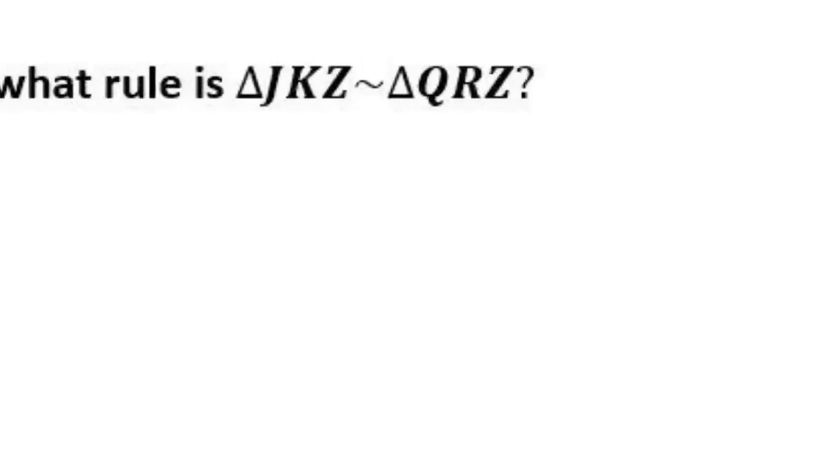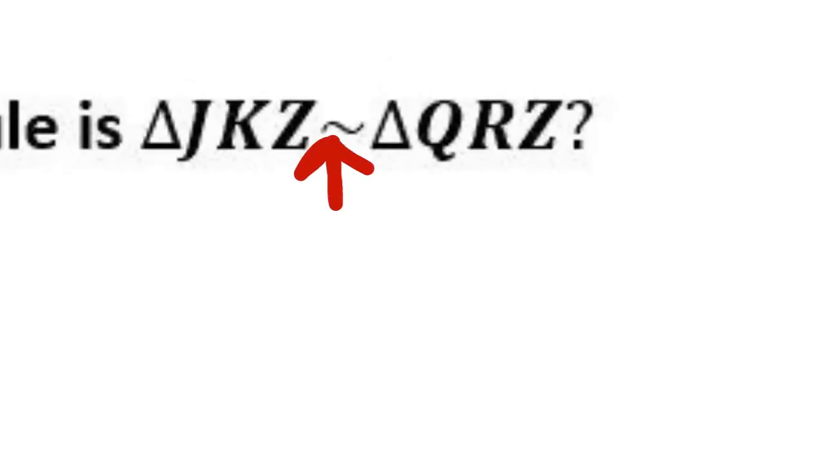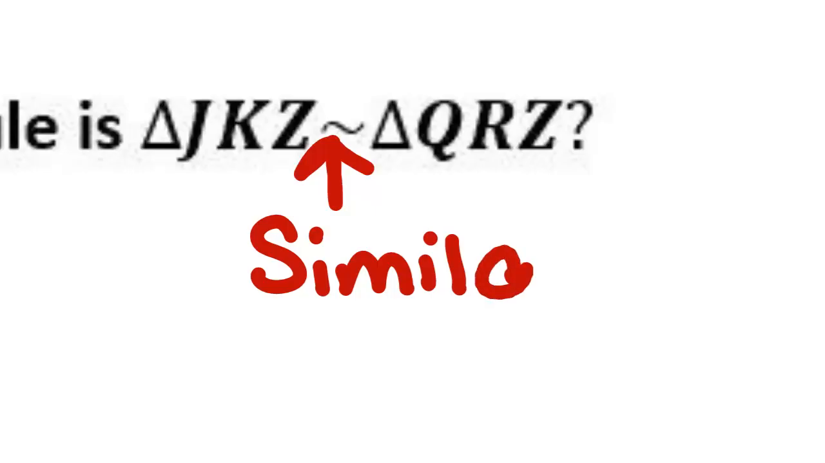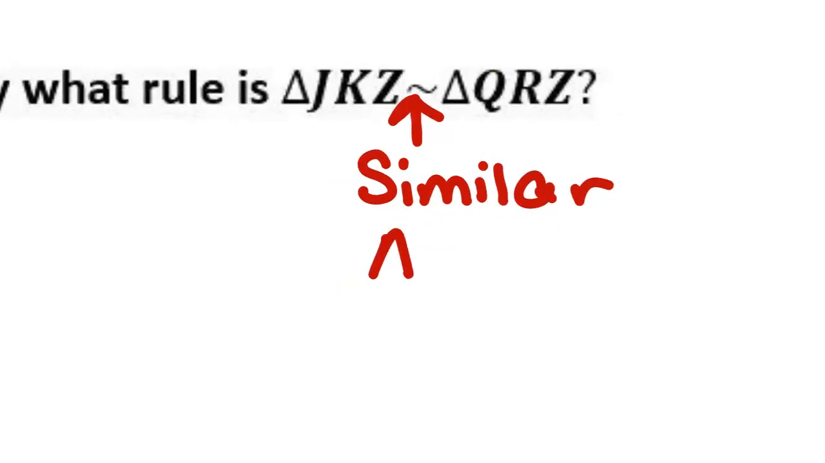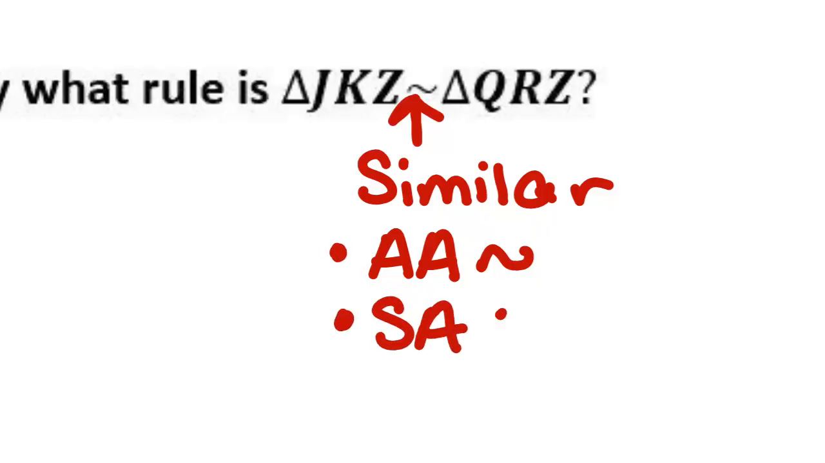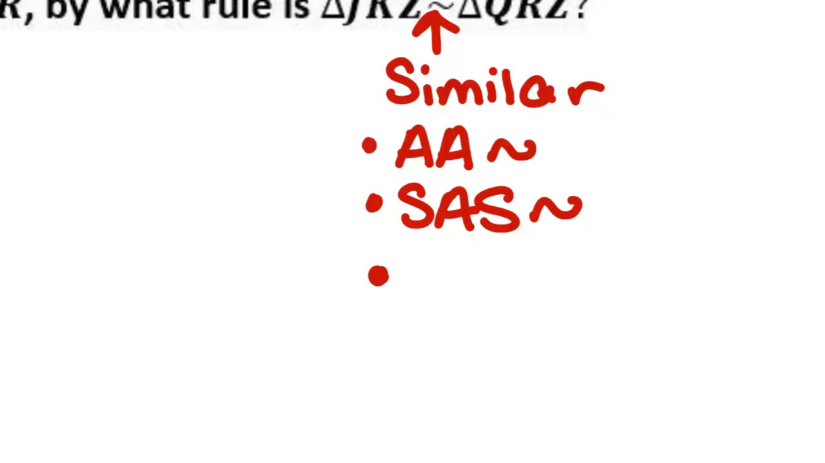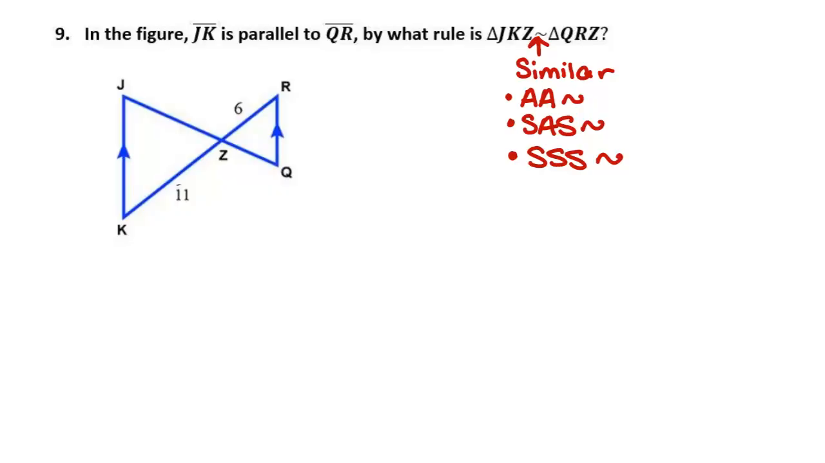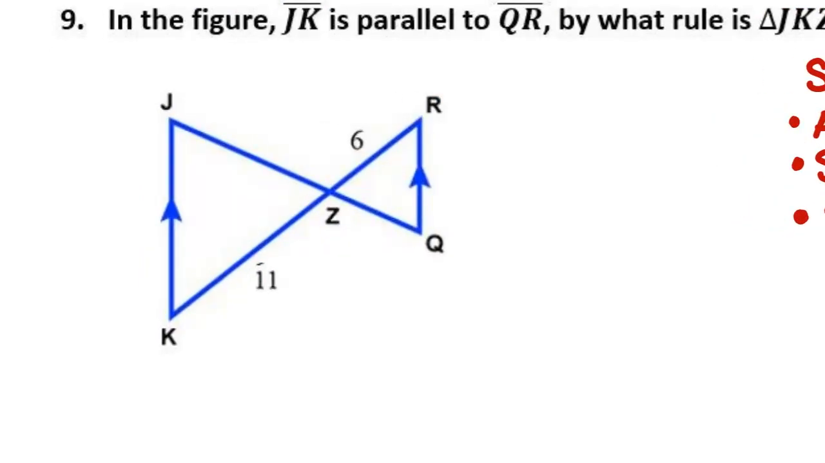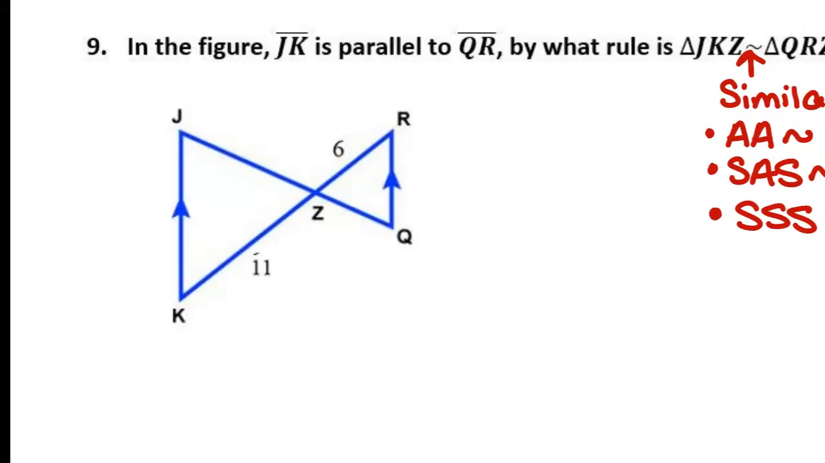All right, so on number 9, one of the first things that I want to talk about is how to show that things are similar. We had 3 types of similarity. We had angle-angle similarity. We had side-angle-side similarity. And we had side-side-side similarity. So one of those 3 we're going to have to find in this picture to show that these 2 triangles are similar. And one of the things that you just said a moment ago is that because JK and QR are parallel, we can draw a Z.